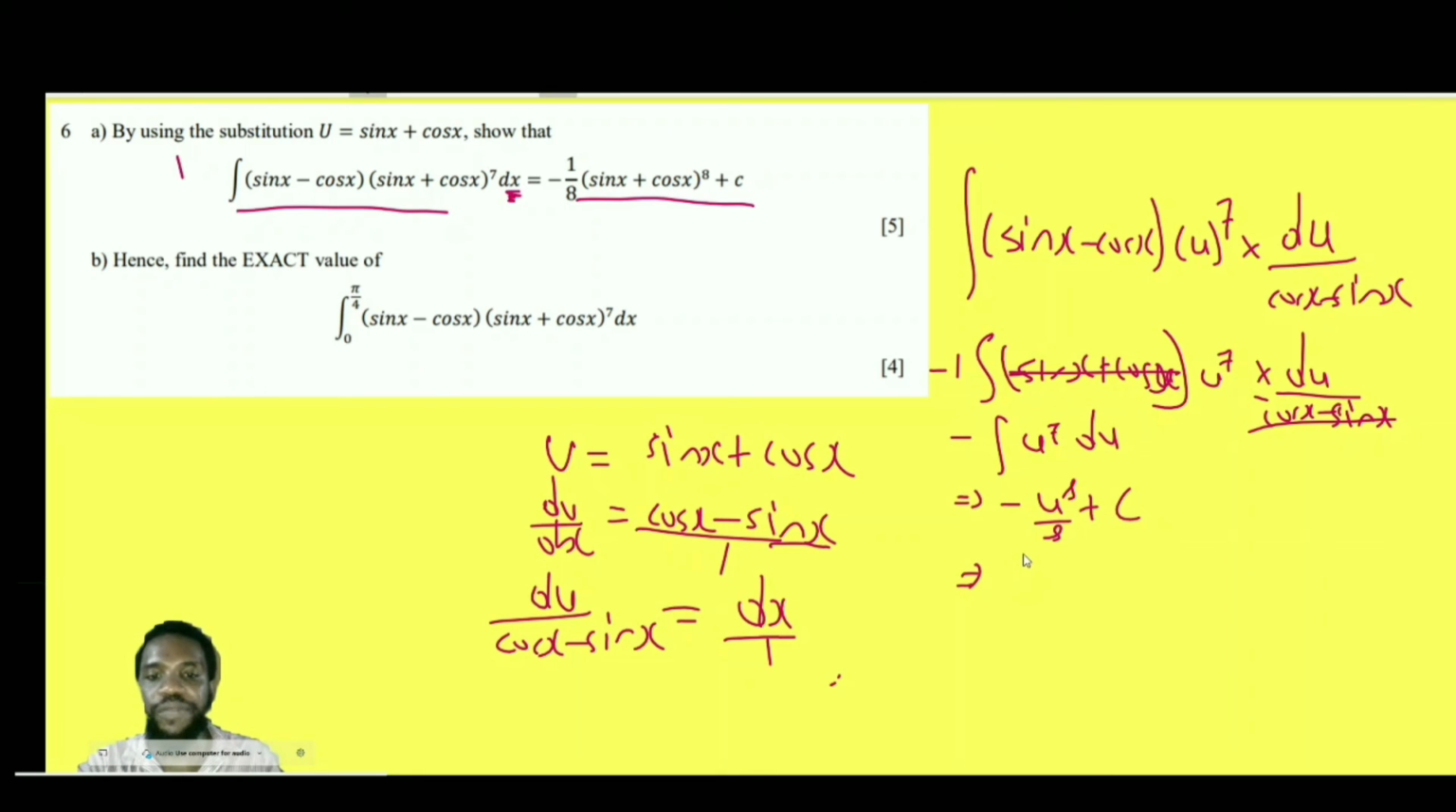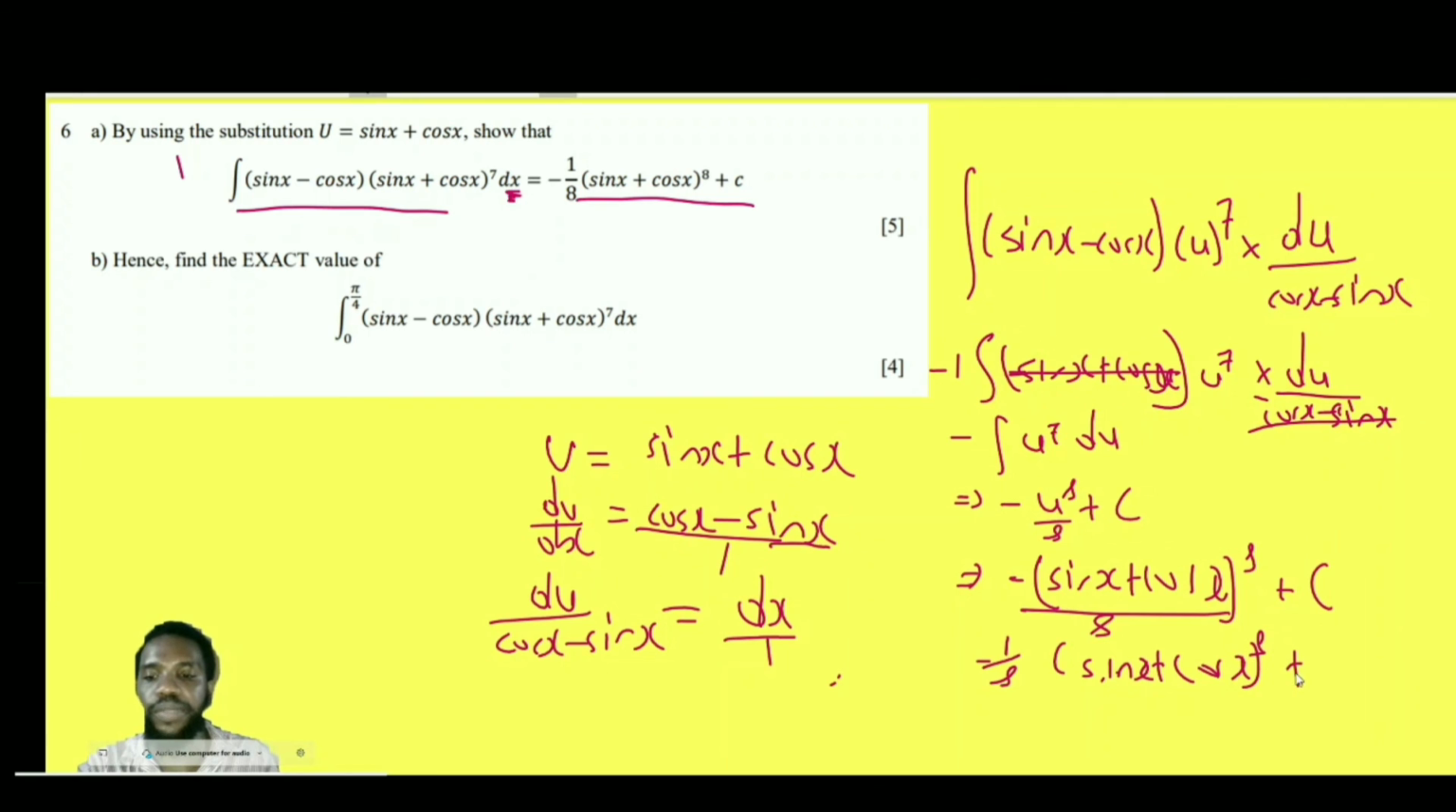Don't leave that out. But we're not finished, because remember, we don't want it in terms of u, we want it in terms of x. So recall, u was this. So you're going to have negative sin x plus cos x to the 8 plus c over 8. Which is the same thing as saying negative 1 over 8 bracket sin x plus cos x to the 8 plus c. That has been proven.